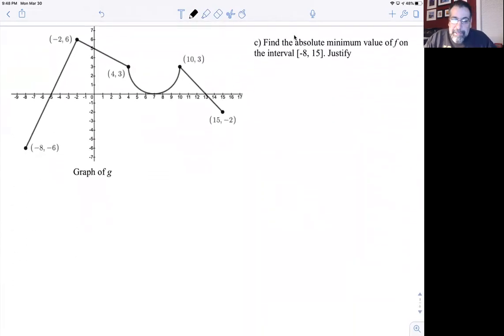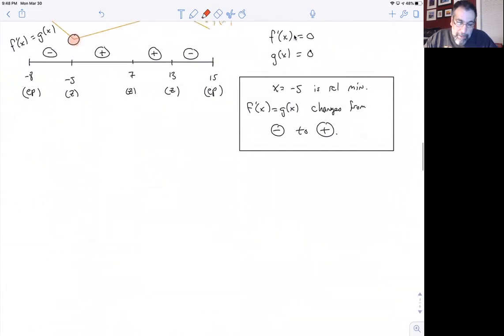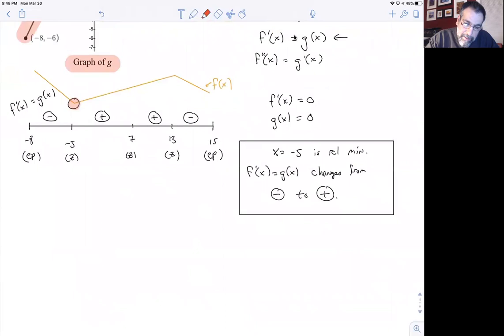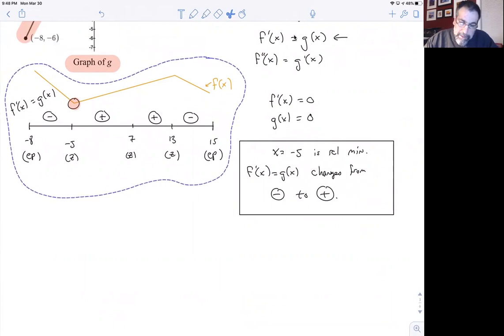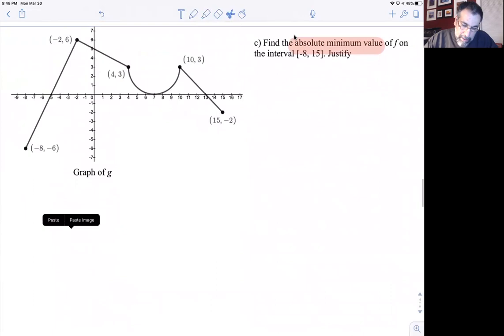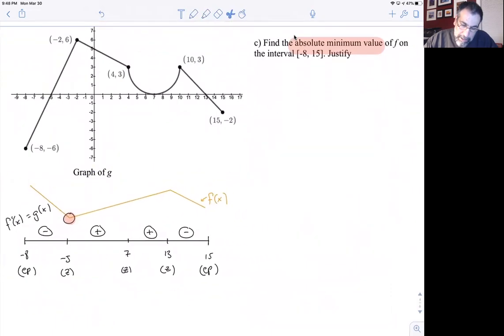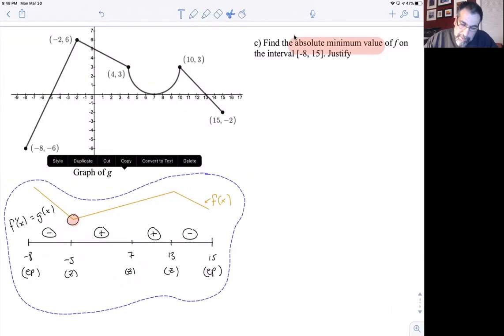Part C, very similar. This time we are asked to find an absolute minimum value though. So now we're going to go back a little bit and take advantage of the fact that we have already made the derivative number line, because it's going to come into play again. So we're going to copy this and bring it back. Okay, so we know that this is the derivative number line.